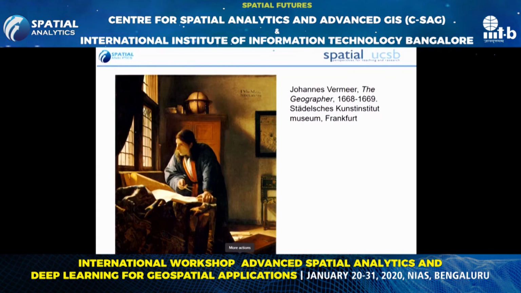So think of that as the GIS user. He holds a pair of dividers. Think of that as the equivalent of GIS functions. But the key point here is that the geographer is looking out of the window. The geographer is not looking at the map. There is some evidence that when Vermeer originally planned this painting, he had the geographer looking at the map, later changed his mind.